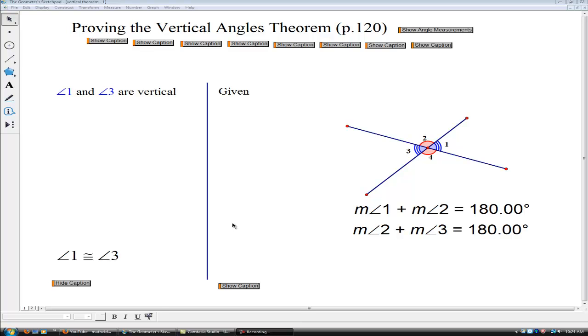This video will go over two proofs for two theorems, and these are on page 120 at the very end of chapter 2 in your book. The first is proving the vertical angles theorem, and here's the sketch that we have to work with.